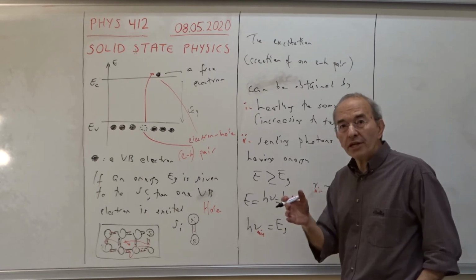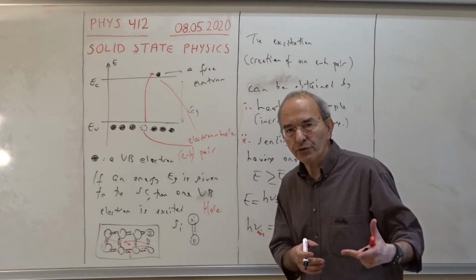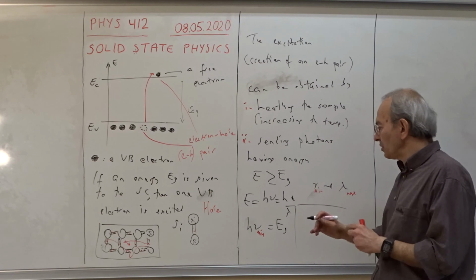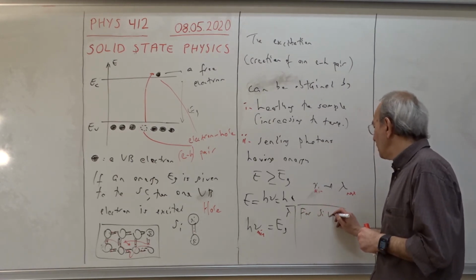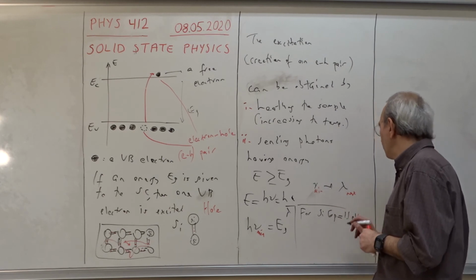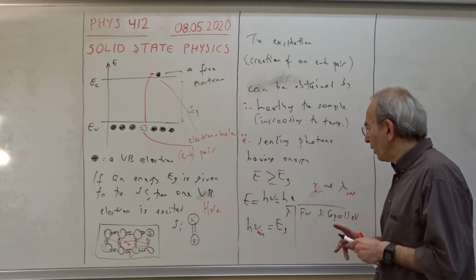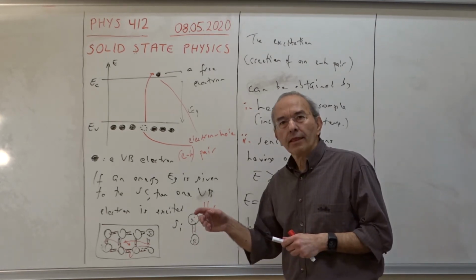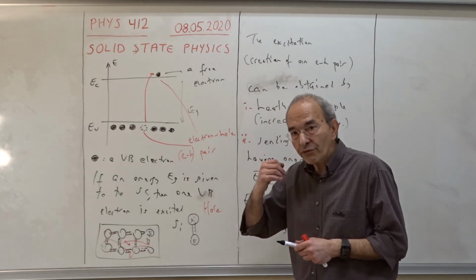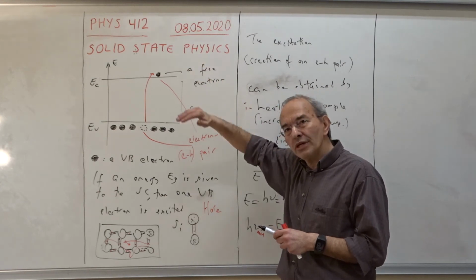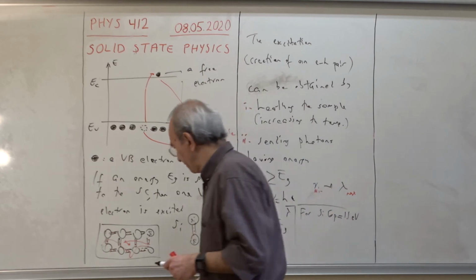For instance, what should be h nu minimum for the case of silicon? For silicon, let me just get an order of magnitude. We have seen that Eg is around 1.1 electron volt. Okay, 1.1. What should be the minimum frequency of the incoming photons if we have to excite these electrons of silicon?